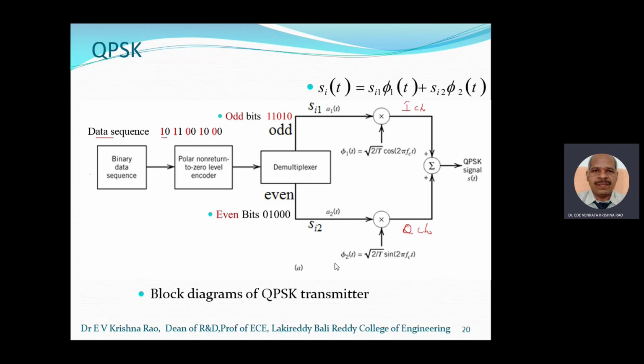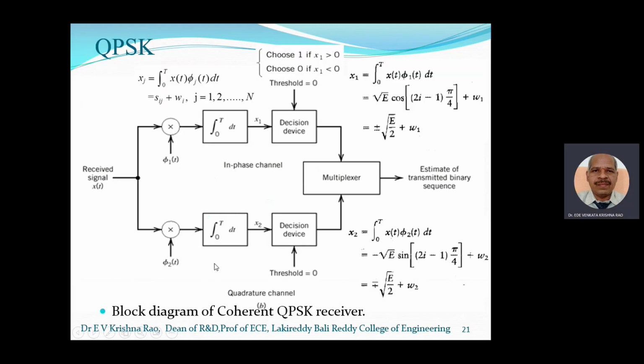Anyway, this is transmitted. We are interested in the receiver, because to estimate the probability of error, the receiver again requires 2 correlators. This is the I channel correlator, and this is the quadrature channel correlator. Each correlator has a multiplier and integrator: phi 1 of t with integrator 0 to T, and phi 2 of t with integrator 0 to T.